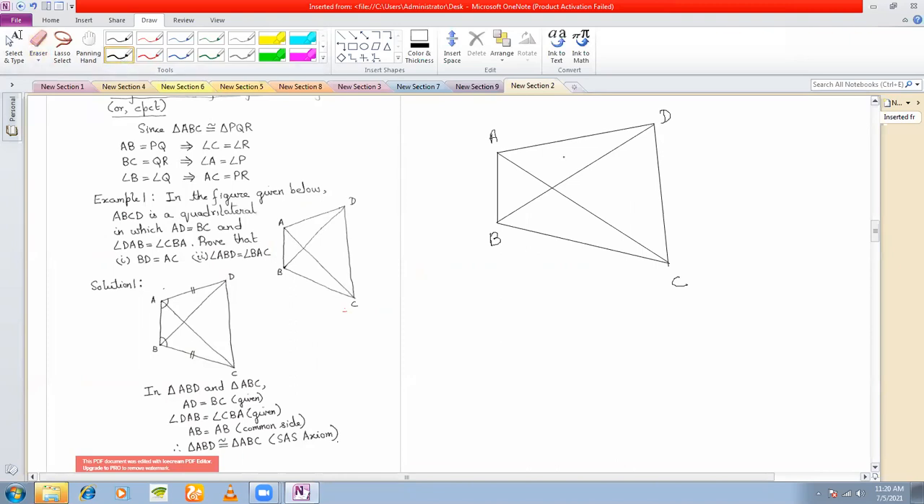So we mark whatever sides are given. First of all, AD is equal to BC is given. So let's mark these two. AD and BC are equal. Okay. Also, what other thing is given? Angle DAB. DAB is which angle? This angle. DAB is equal to angle CBA. So these two angles are given to be equal. Okay. You need to prove that BD is equal to AC. That means you need to prove that these two diagonals, BD and AC, are equal.